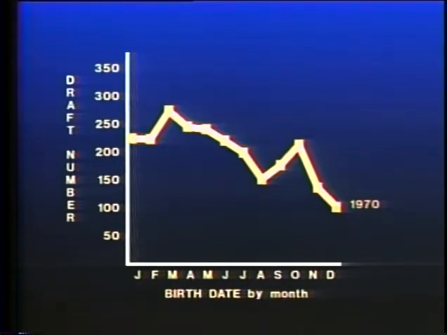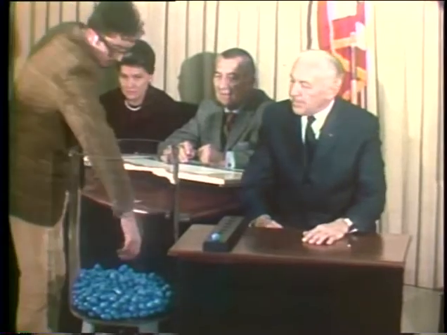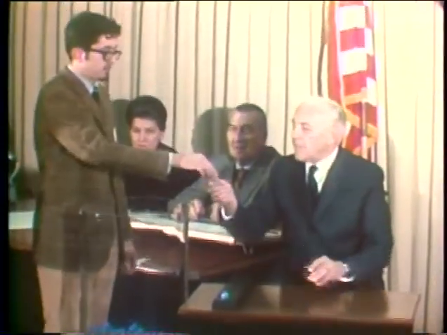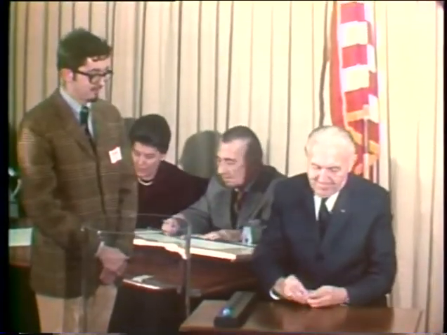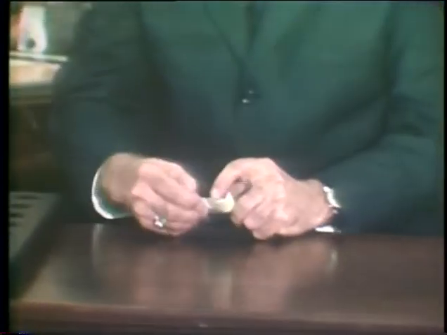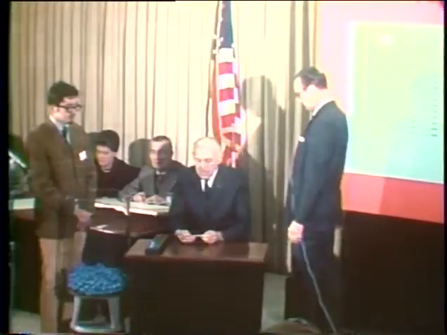We can now see the pattern that was hidden before. The medians show a clear downward trend. Later months have lower median draft numbers than earlier months, which means that men born late in the year were more likely to be drafted and sent to Vietnam than those born earlier in the year. The problem with the 1970 lottery was that the birth date capsules were not thoroughly mixed. The December dates remained closer to the top, and therefore were more likely to be selected first.